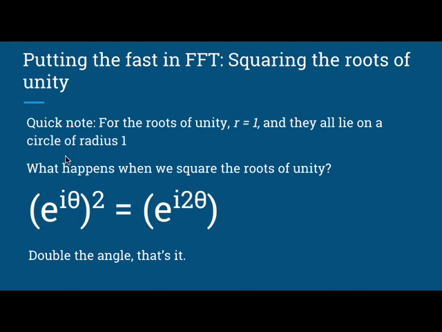Now let's think about what happens when we square the roots of unity. So e to the power i theta, squared, is e to the power i 2 theta, right? Notice that if the number outside were a, it would change. But since the number outside is 1, R is 1, there's an inherent 1 here that's not written out on the slides. When we square that representation, all that happens is the angle gets doubled. That's it.